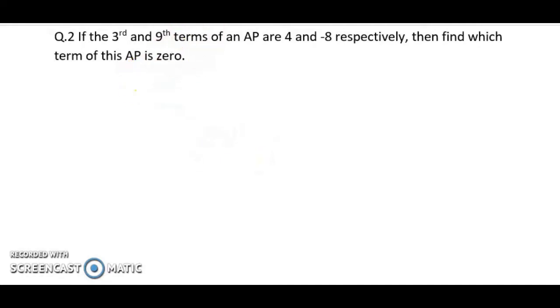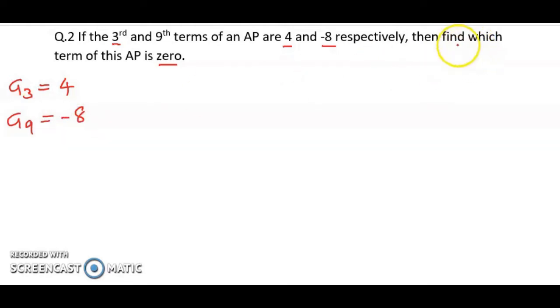Now let's see the second question. If the third and ninth terms of an arithmetic progression are 4 and minus 8 respectively, then find which term of this AP is 0. So first of all, write down the given data. The third term is given 4, so let's write here a3 is 4, and the ninth term, a9, is given minus 8.